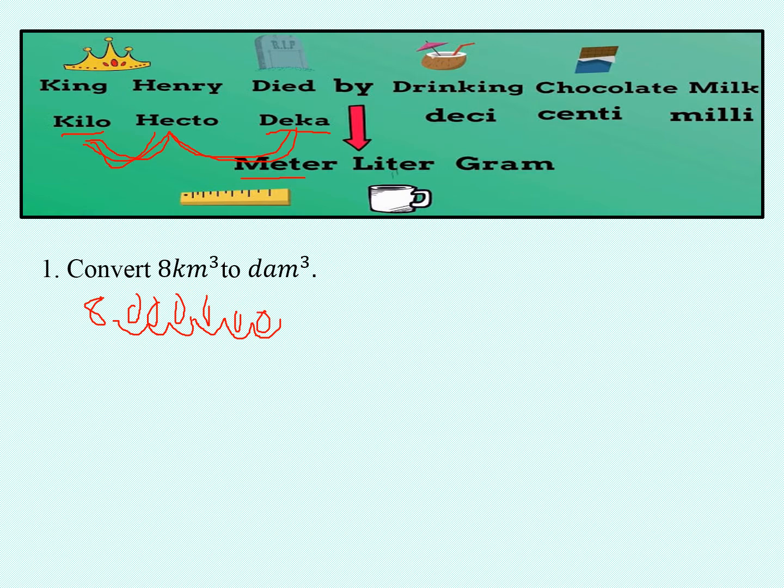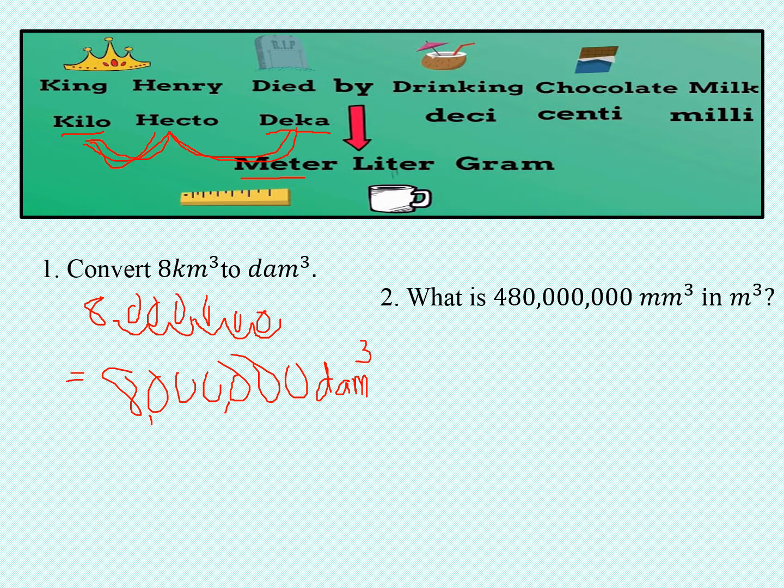So, yung 8 kilometer cube will be, so, i-rewrite lang natin. 8, then 0, 0, 0, 0, 0, and 0. So, yung equivalent niya will be 8 million decameter cube. So, ganun lang siya. Next, let's have the second example.